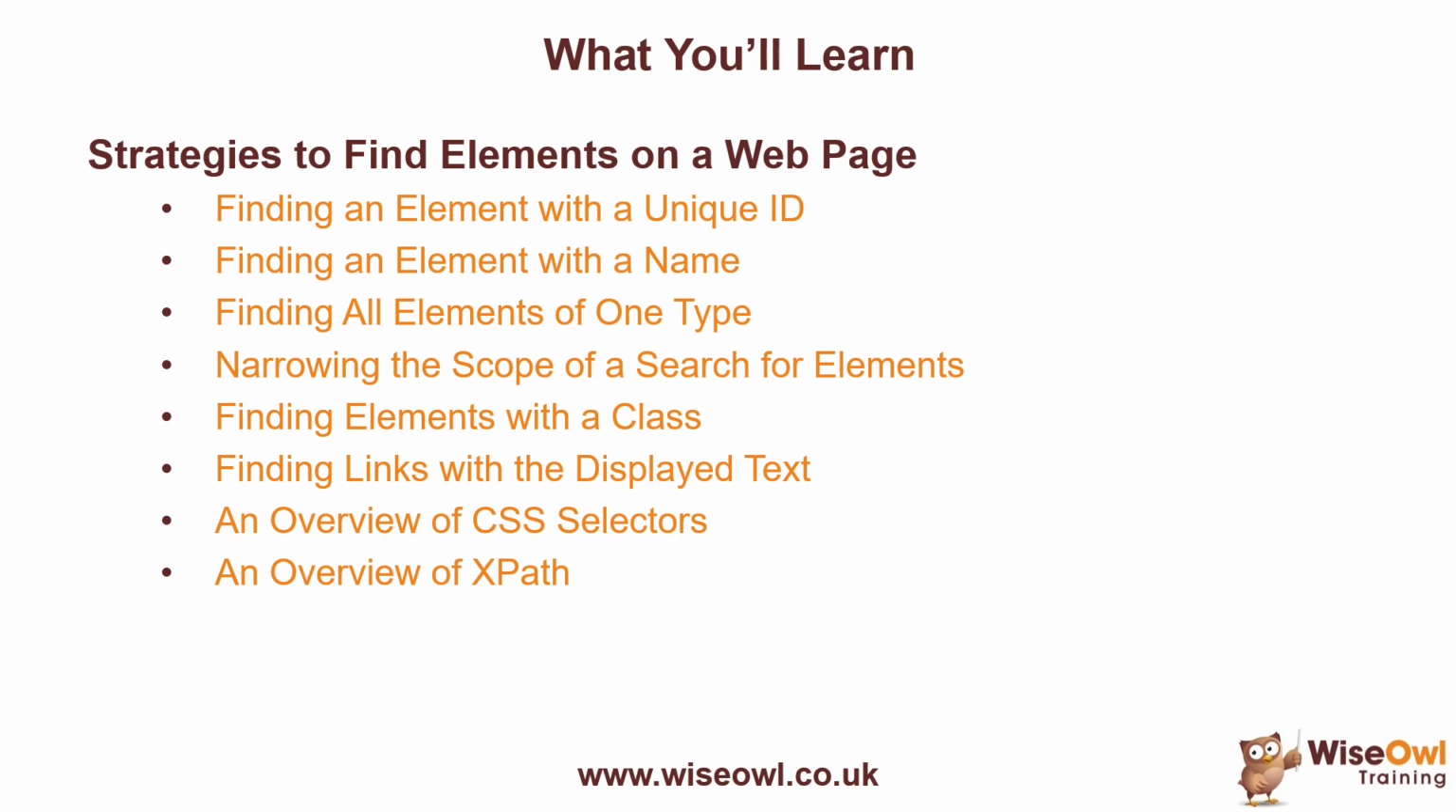We'll then perform a search which returns multiple elements using the element type, and explain how you can loop through the collection of elements you return. We'll show you how you can narrow the scope of that type of search by specifying a parent or a container element, and then look at how to return multiple elements based on the class assigned to the elements, before finding a list of links on the page based on the text that's actually displayed on the page itself.